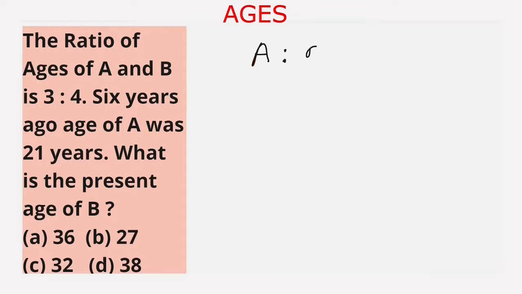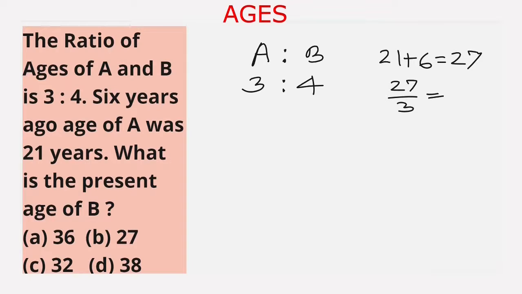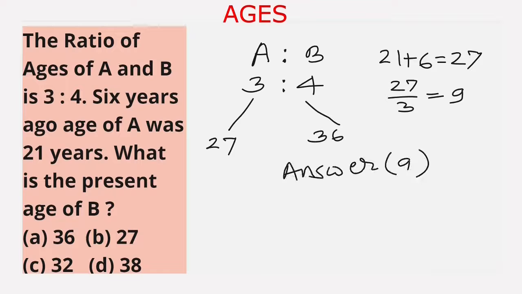Now I will solve this question by writing the steps. A ratio B is 3:4. The present age of A is 21 plus 6 equal to 27, and 27 divided by 3 comes out to be 9. So if this is 27, then 9 times 4 is 36. So age of B is 36. And from the given options, our answer is option A, 36 years. The age of B is 36 years.